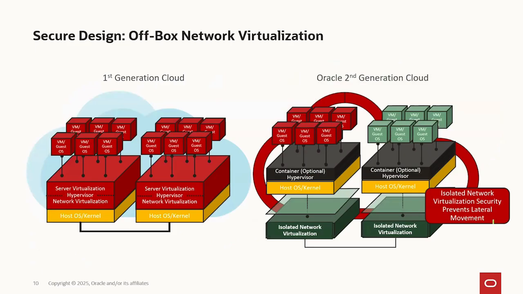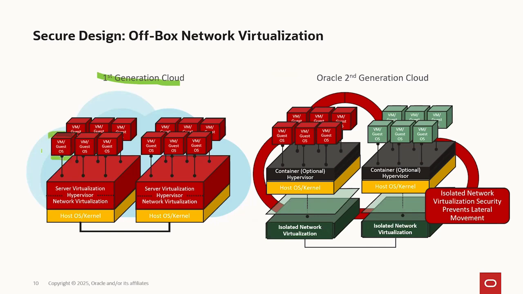So the secure design of our off-box network virtualization. This is very central to OCI's design because it greatly reduces the risks from the hypervisor. The hypervisor is the software that manages virtual devices in a cloud environment. It handles server as well as network virtualization. Now, in first-generation cloud offerings, if a successful attack compromises a virtual machine and subsequently a hypervisor, there are no barriers to prevent an attack attempt to modify the network.